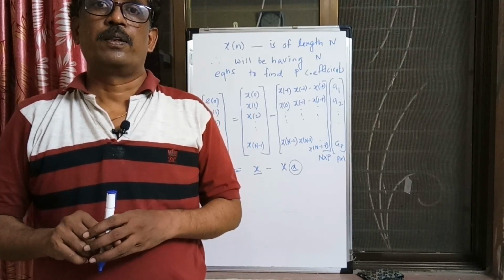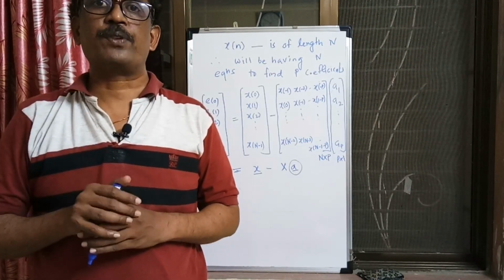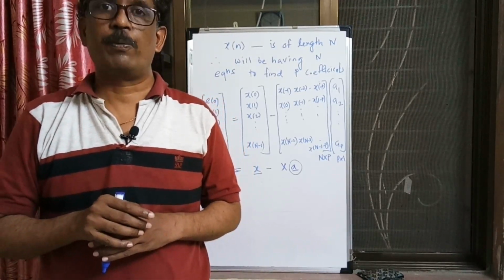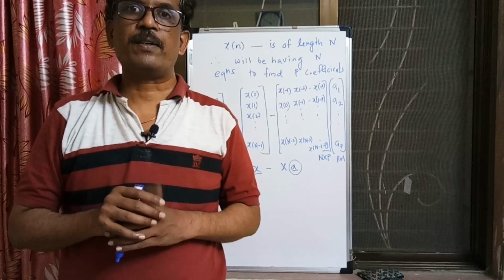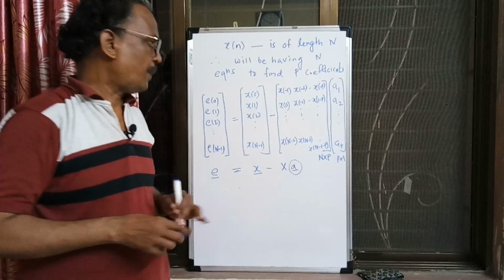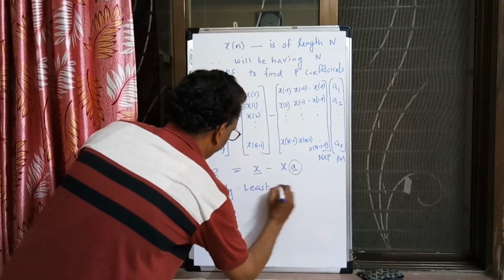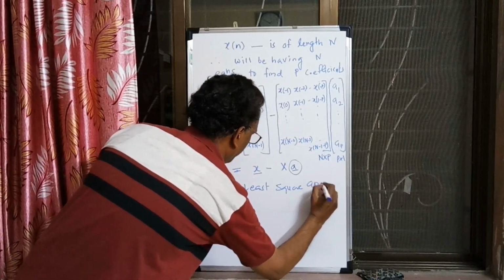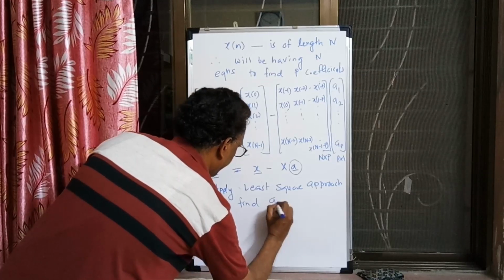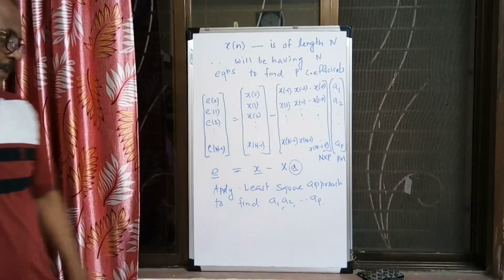Right? The least square approach says that your error should be orthogonal to your previous data. If error is orthogonal to data, in that case, whatever coefficients we get are called least square coefficients, right? So let us do that. Apply the least square approach to find a1, a2, a3, these coefficients.